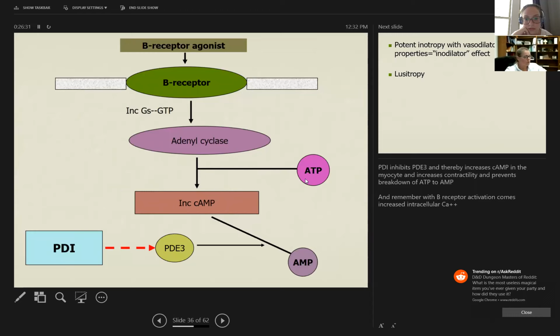Okay. So what you see then is going to be an increase in intracellular calcium. Again, working to help improve cardiac output.